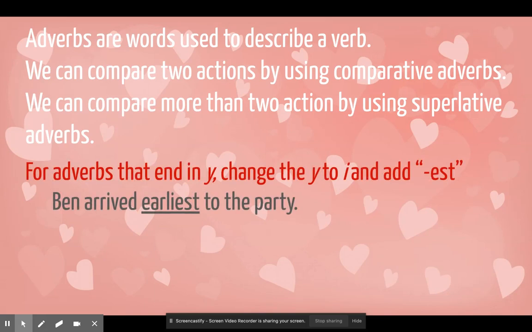For adverbs that end in Y, we're going to change the Y to I and add est. So Ben arrived earliest to the party. So the word early is the adverb. It's describing when Ben arrived, but we're comparing it to the other people. So we're going to drop the Y in early and add iest.